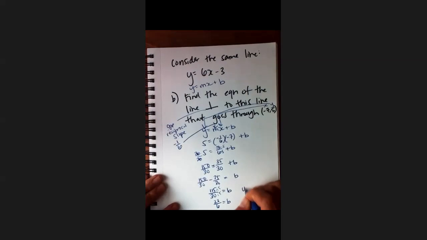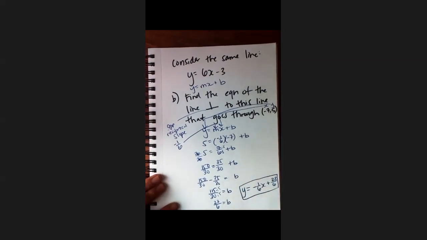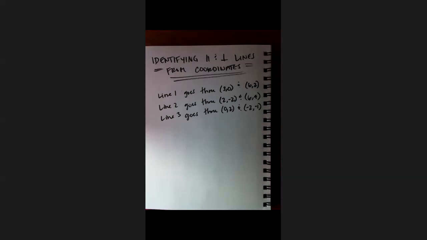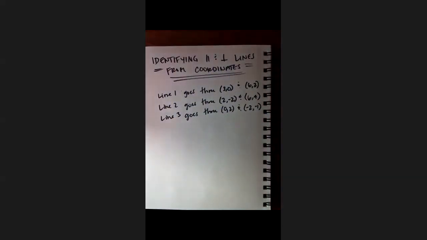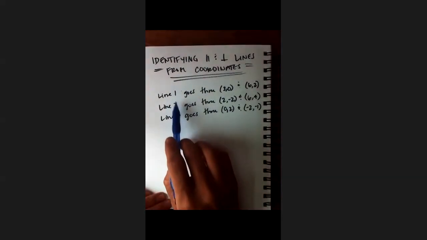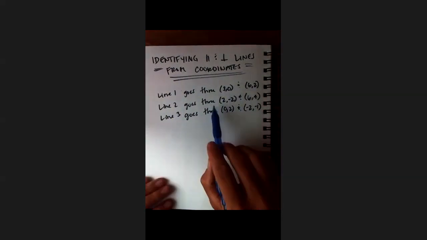Let's go ahead and write down that equation. So you're going to get y equals negative reciprocal slope, 1 over 6, x plus 23 over 6. So this is the equation of the line that is perpendicular to y equals 6x minus 3. Beautiful. For the last part of our lesson today, we're going to identify parallel and perpendicular lines from the coordinates. So the first thing that we're given are 3 lines, and we're given the points, not the equations.